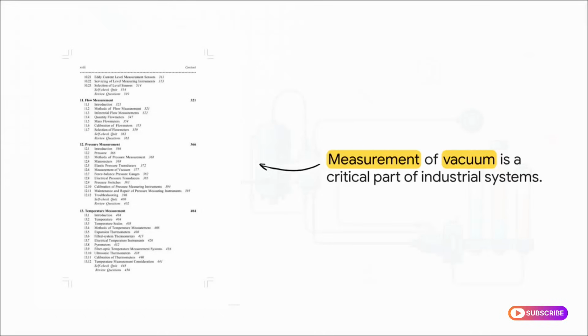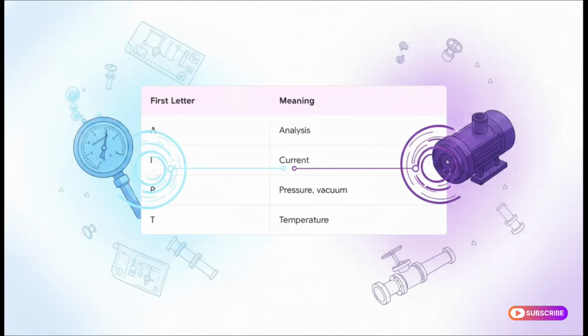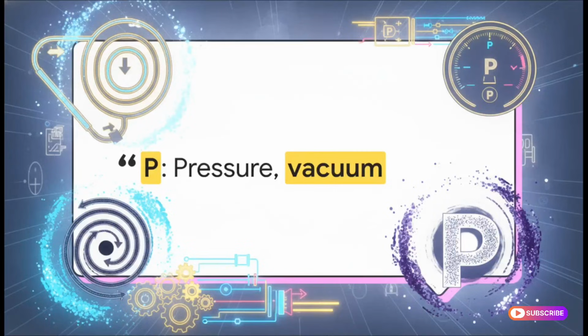Now, measuring a vacuum isn't some entirely different set of physics. It's really just the exact opposite end of the standard pressure spectrum. In fact, if you look at the standard identification letters used in industrial instrument symbols, which is basically the universal language engineers use on blueprints, pressure and vacuum share the exact same designation. They both just use the letter P.